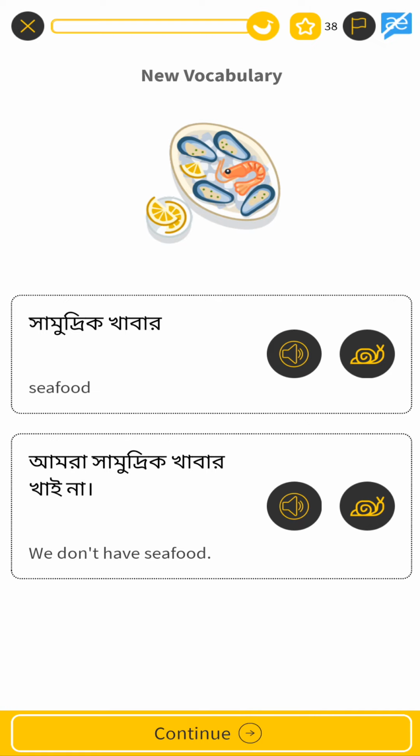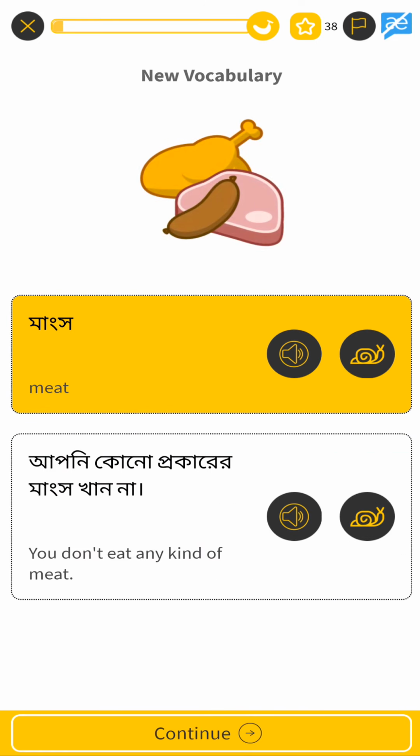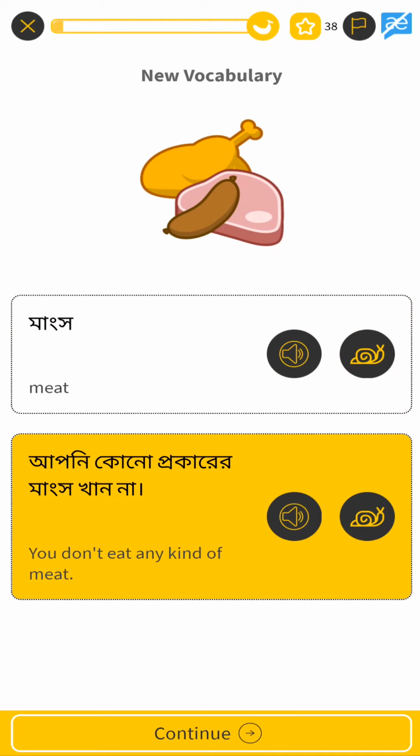What's he saying? Kono prokarer? He said that very quickly. Khan, as in the polite version of you. Apni khan. Tumi khao. So this means any kind. Is that kono prokarer? Mangsho is any kind of meat.